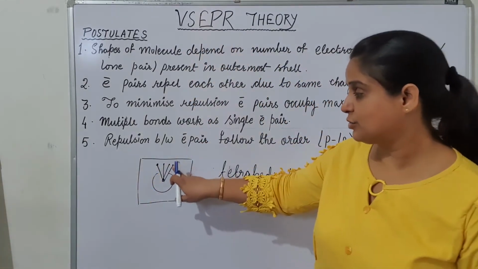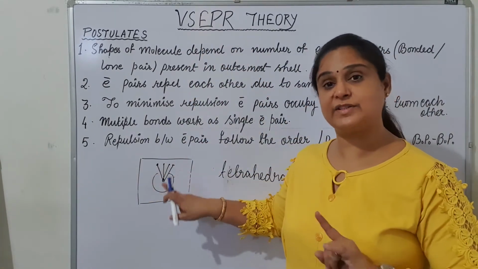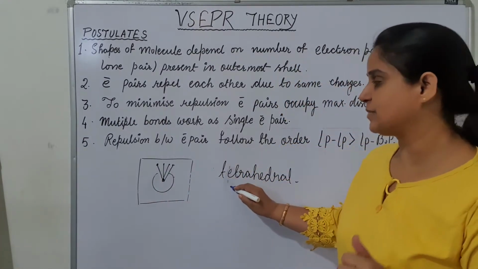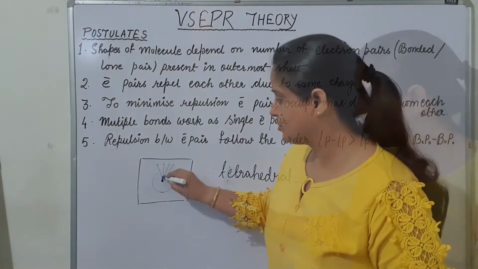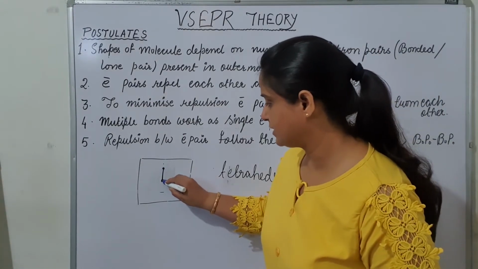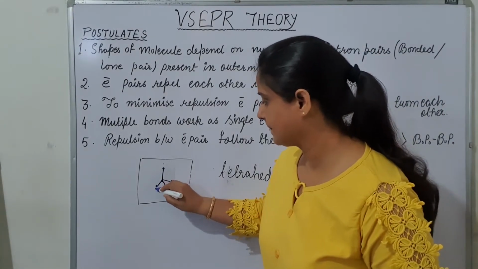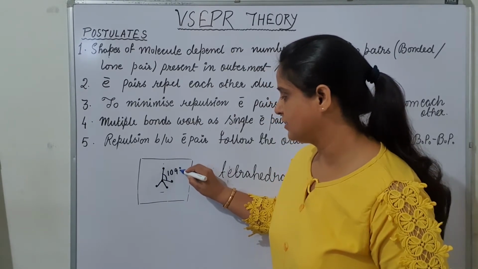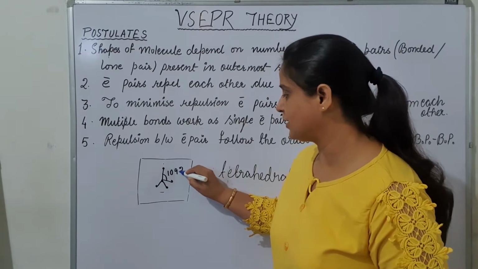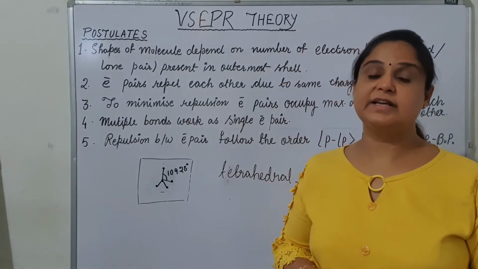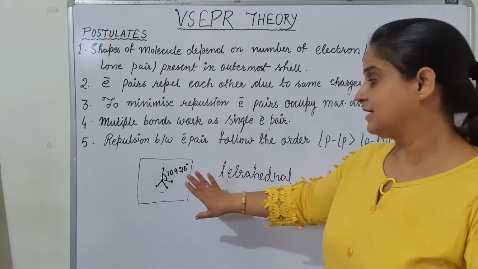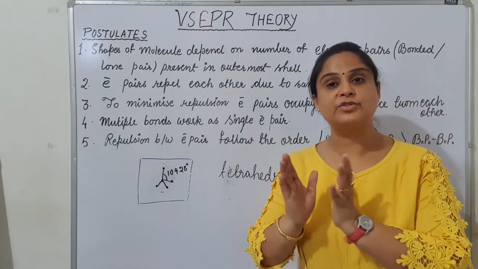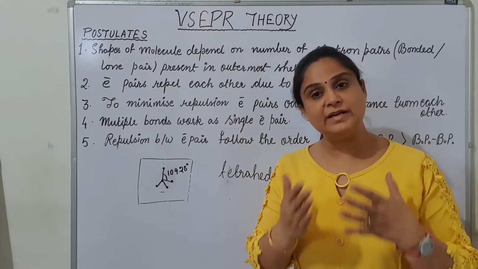Is it clear? So these 4 atoms will connect with the center, but they will maintain the distance. How they are going to maintain the distance? In a tetrahedral way. So the arrangement will be this. The angle between each and every atom will be 109.28 degree. So I hope you are understanding now that the repulsion between the bonds, the repulsion between the electron pair will be maintained by maintaining the angle.